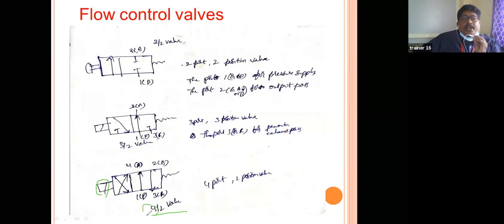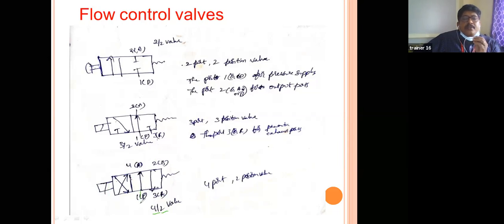This 4 indicates the number of ports. This is the first one, this is the second one, this is the third one, and this is the fourth one, right? 4 ports. This is port 1. 4 ports and 2 positions. This is the first position and this is the second position. 2 positions. That means 2 positions. 4 ports and 2 positions.